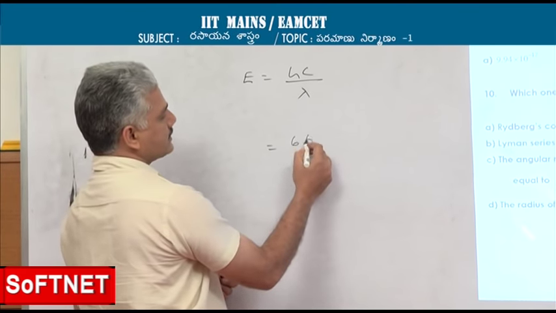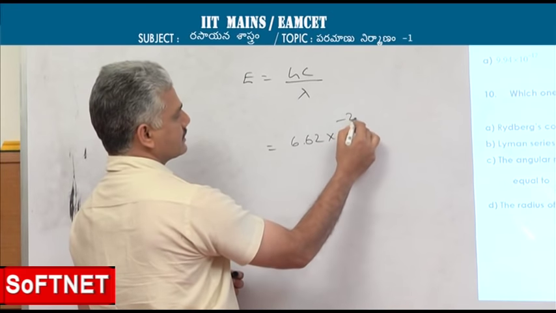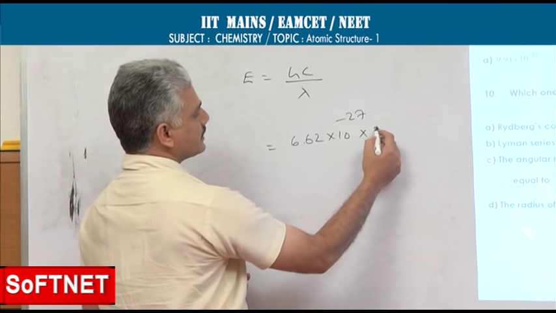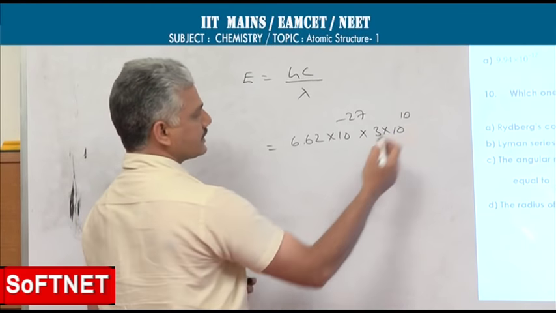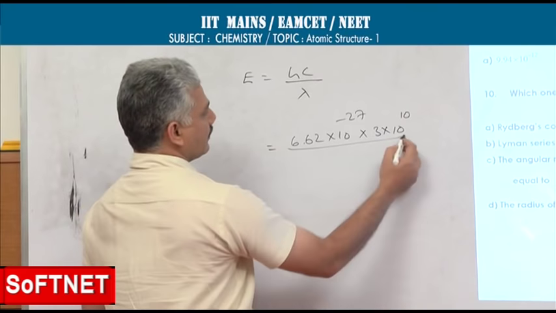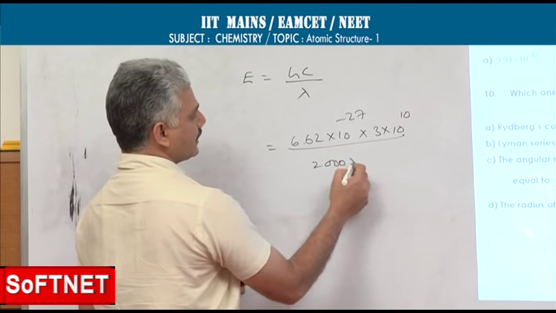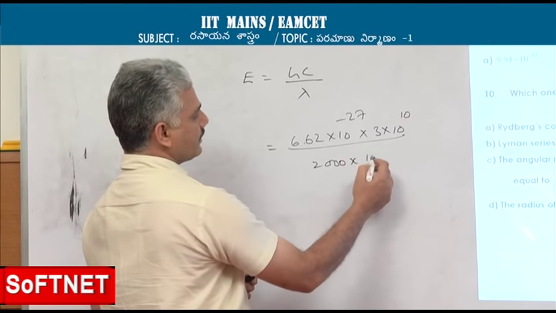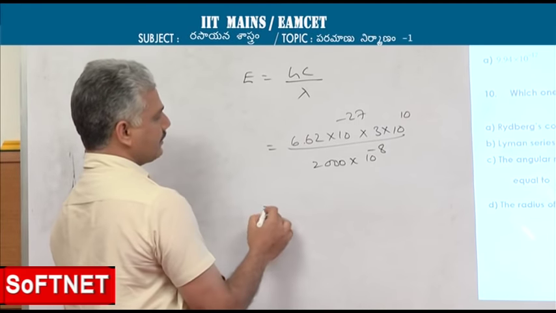Planck's constant in CGS system is 6.62 into 10 power minus 27. That of velocity of light should be taken in centimeters per second. Wavelength also has to be converted into centimeters. 1 angstrom unit is equal to 10 power minus 8 centimeters.